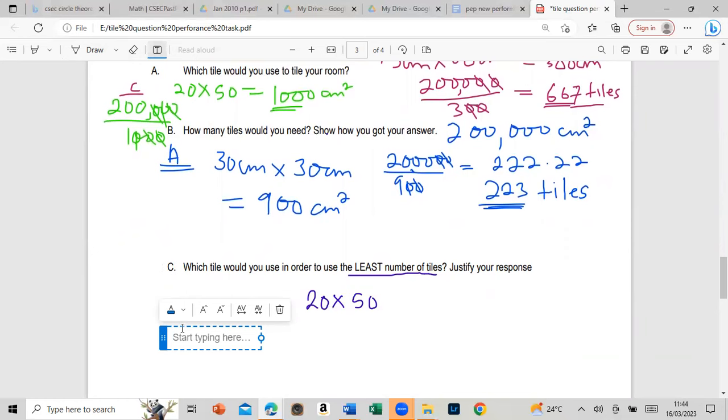Alright? You can probably type something, let me see. Use tile C.